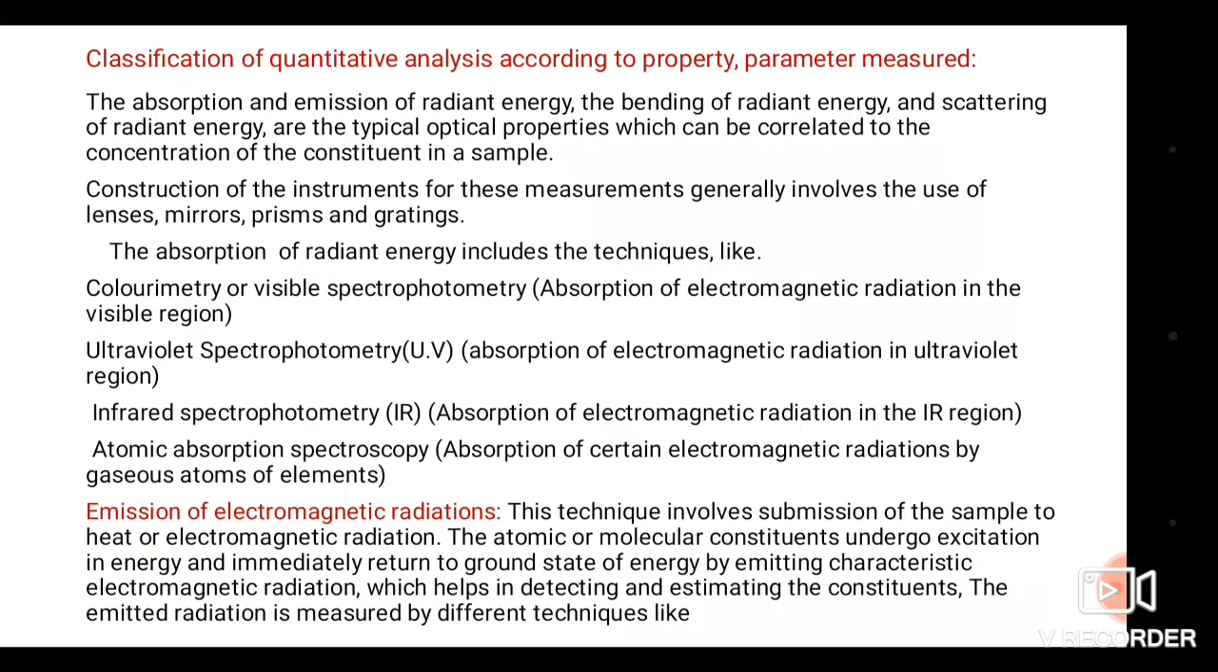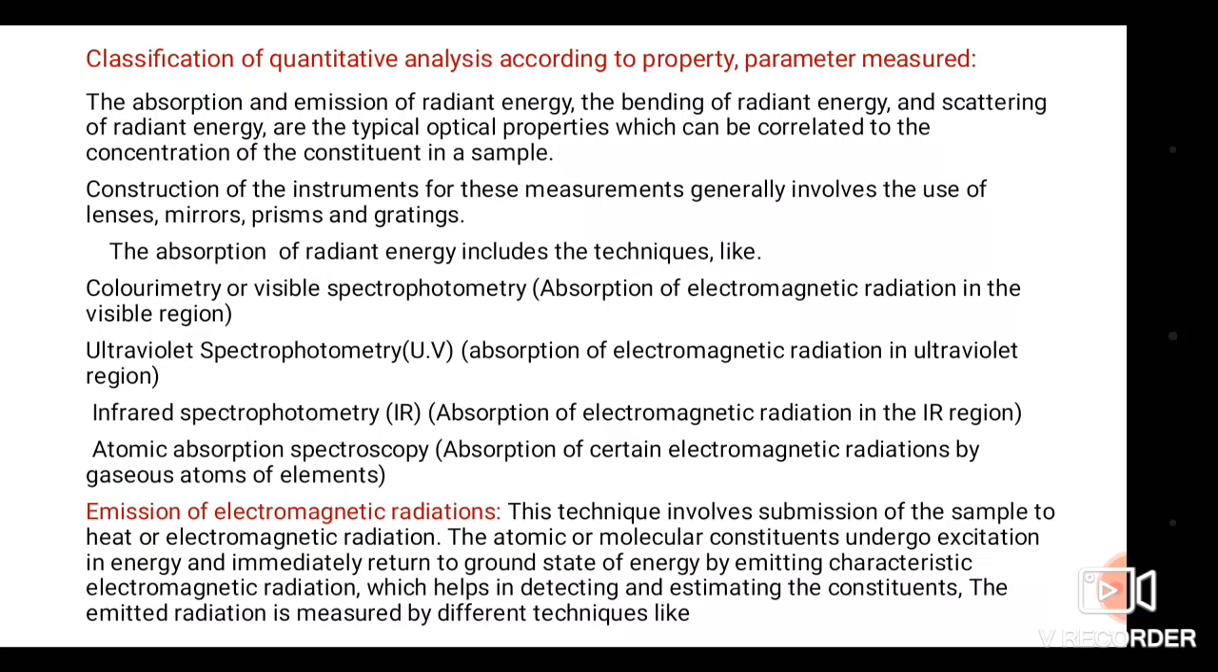The construction of the instruments for these measurements generally involves the use of lenses, mirrors, prisms, and gratings. These are the parts of the instruments used for the measurement of optical phenomena, such as the emission of radiation, bending of the beam, and scattering of radiation.